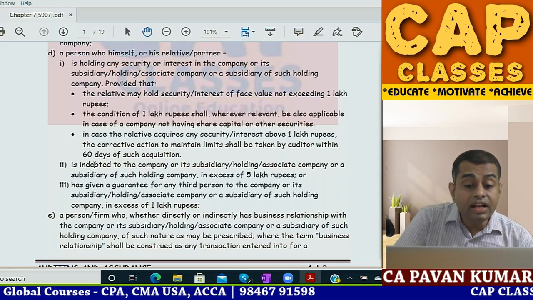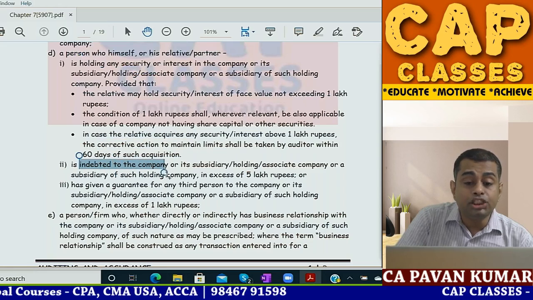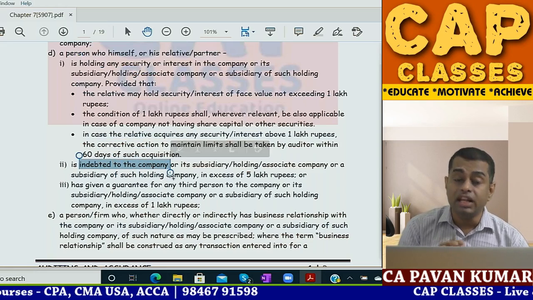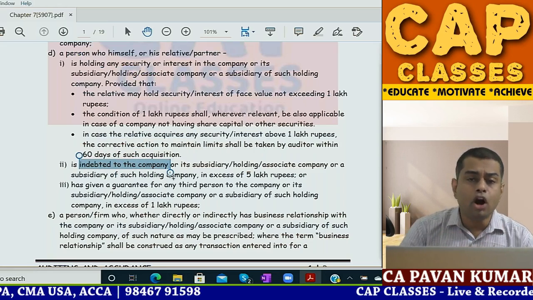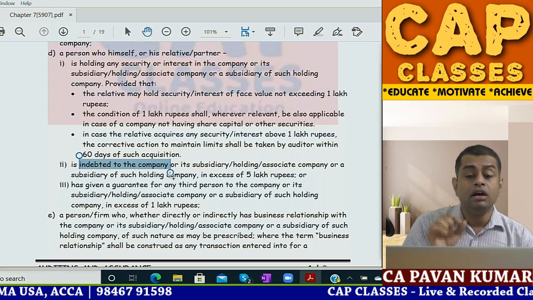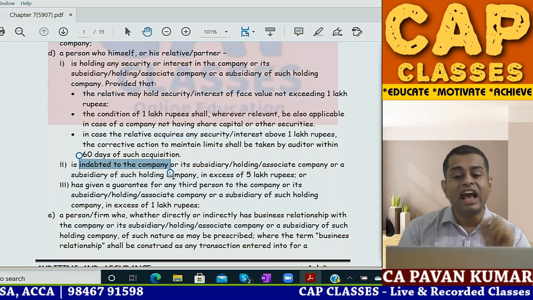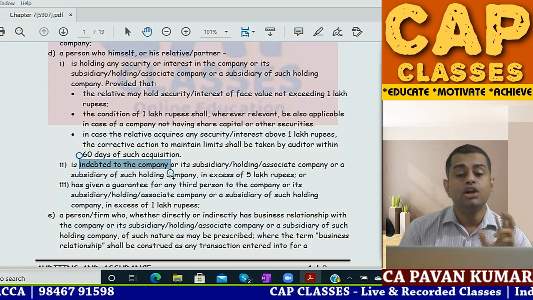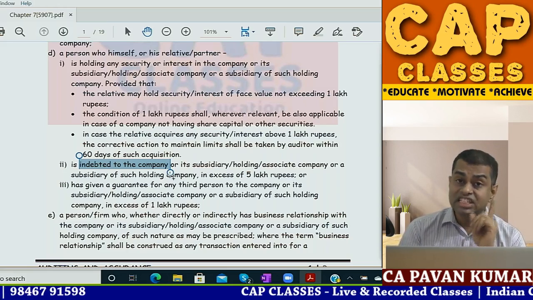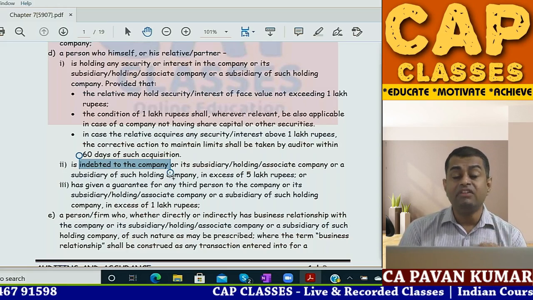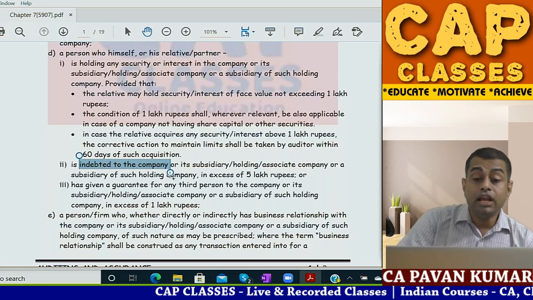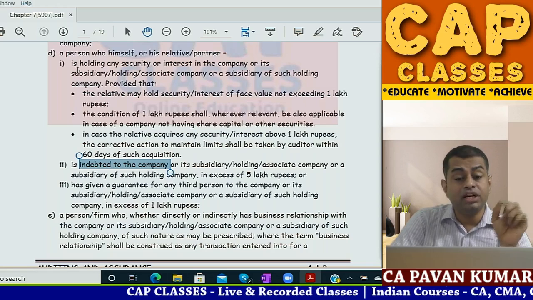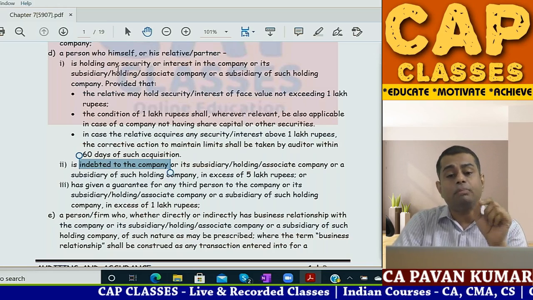2. Indebted to the company. That means you have borrowed money or you bought goods or services on credit. And the third one is you have given a guarantee. So the first one is shareholding, the second one is indebted, the third one is guarantee.